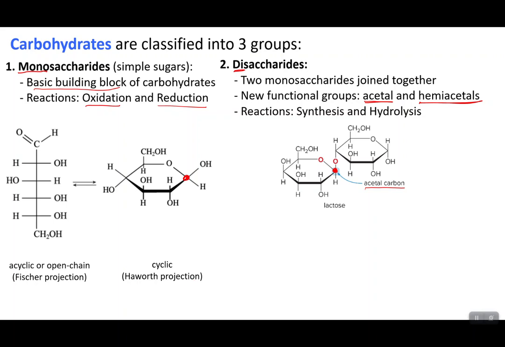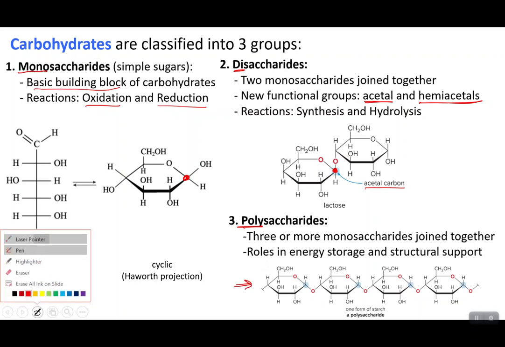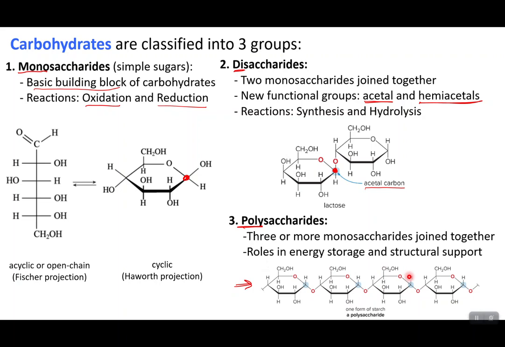We're also going to see in a separate video that the reactions that these undergo are called synthesis and hydrolysis reactions. Synthesis is where the bond forms and hydrolysis is where the bond breaks. Lastly, we have polysaccharides. Poly means many, and so this means we're going to have more than two monosaccharides bonded together. And here is an example of such a structure where you can see that you have several different monosaccharides bonded together. This is an example of the polysaccharide that we call starch, and we will talk more about that in a separate video.